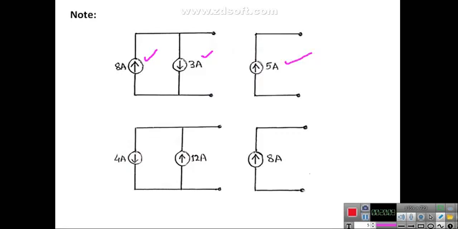Similarly here, 4 ampere is downward and 12 ampere is upward. So the resultant of these two is 12 minus 4. The direction of the current is upward, because the higher magnitude current direction is upward. So 12 minus 4 is 8 ampere, and the direction will be upward. That is how you need to replace this combination of two current sources in parallel.